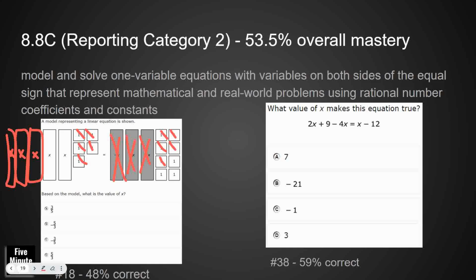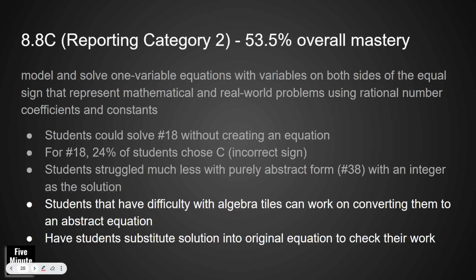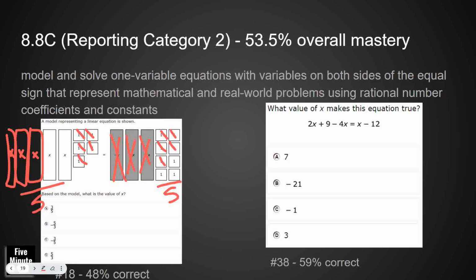And then I would have just needed to divide both by 5, and you would have gotten 3/5. So it's possible, maybe not the most intuitive use of it, but we need to at least explain how that works with our students. For number 18, 24% of the students chose C, the incorrect sign. So we got the 3/5. It was these negative 3x's on the right that probably tripped them up. They just chose the wrong side, and that was 24% of our students.